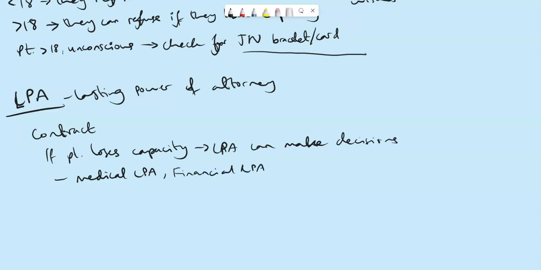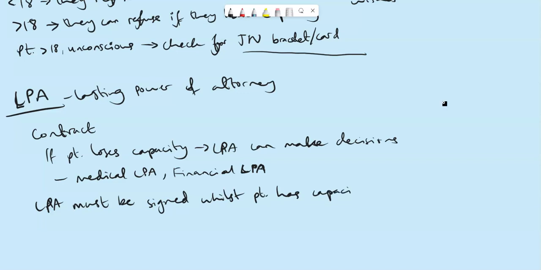So that would be things like your housing. What will happen to your house in the event that you lose capacity? Maybe the patient needs to be put in a care home because it's not safe for them to stay in the house. Any other financial matters, like mortgage, rent, bills, things like that. The condition is that the LPA form must be signed whilst the patient has capacity. It cannot be done after the patient has lost capacity.